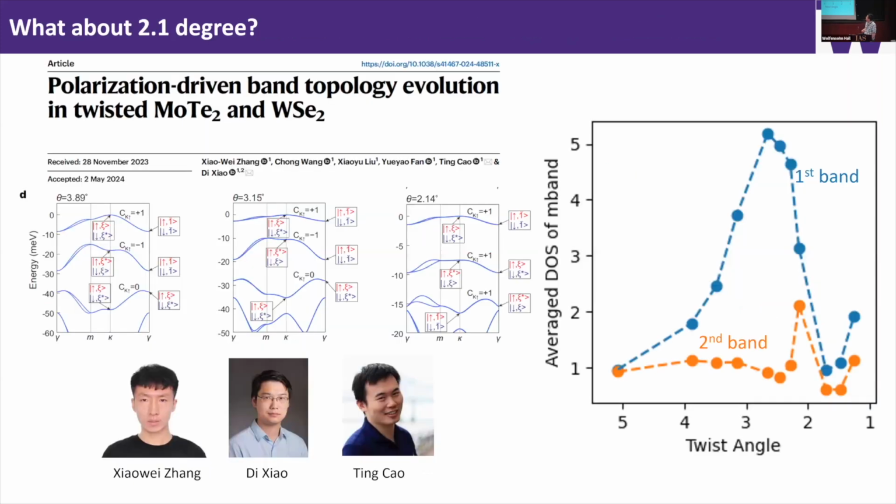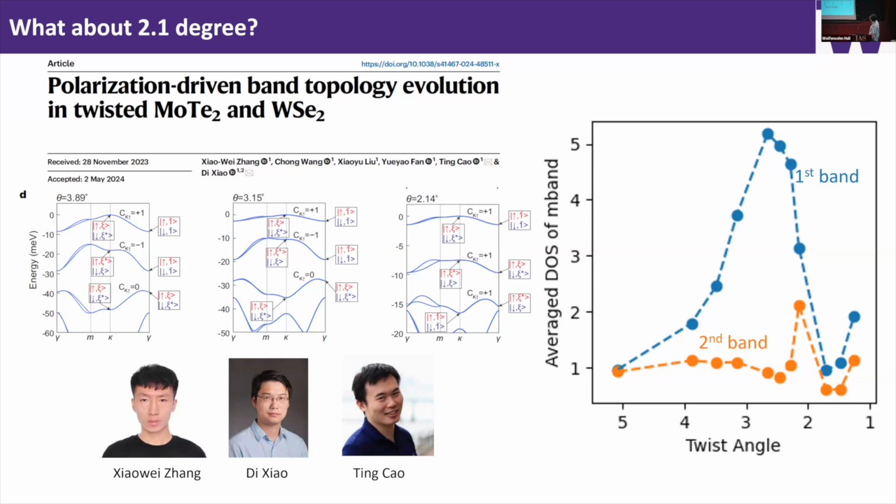So you probably heard of exciting progress at a twist angle of about 2.1 degrees, right? Last December or November, my colleagues Dichal and Tinchao told me that they found something exciting. So that's actually a paper you will see was submitted in November 2023. So what they found is that there's a magic angle for the second chain band at 2.1 degrees. So here are the highlights. What I show you here is the average density of states of the band.